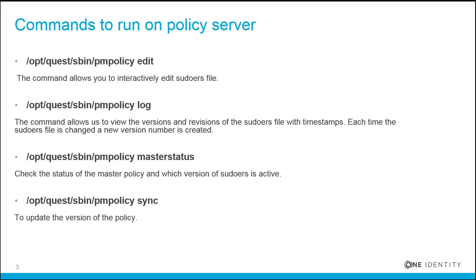So let's review some commands to run on the policy server. You saw me run the /opt/quest/sbin/pmpolicy edit command, which allows you to edit the sudoers file. It takes it into VI, so you're actually using VI commands to add in the rules. And then you've seen me do the pmpolicy log to check the revisions of sudoers and the timestamp. And the pmpolicy master status command, which checks the version of sudoers that is active and actually checks the status of the policy server.